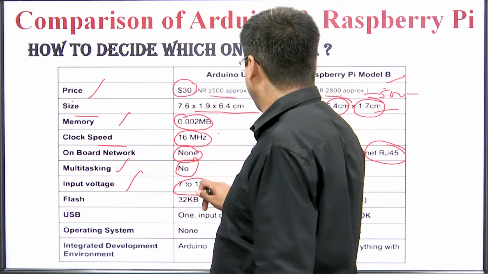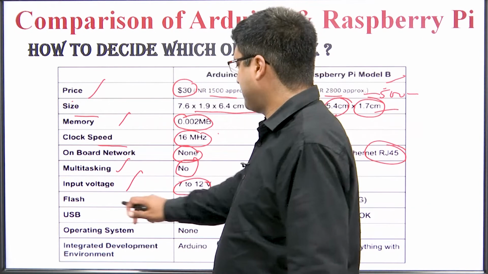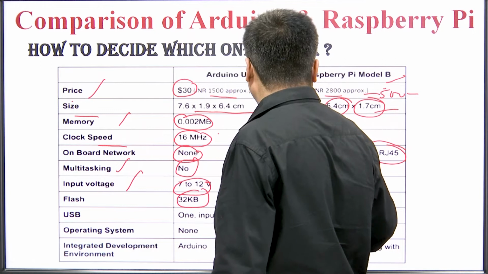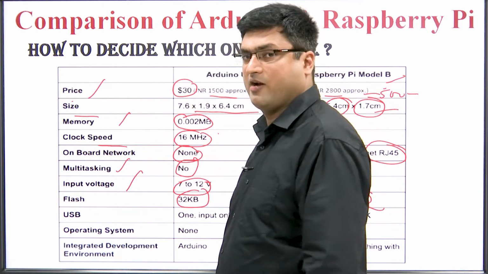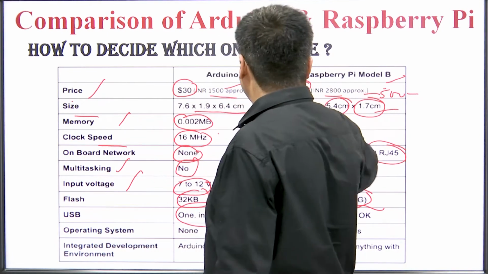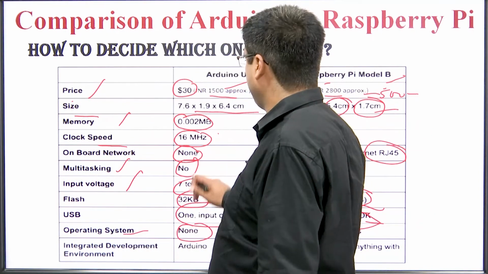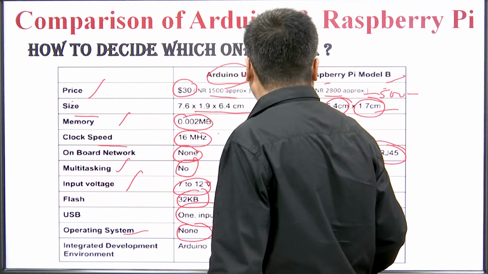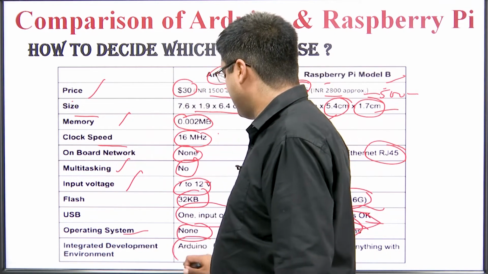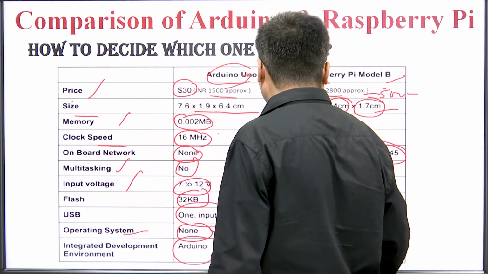Input voltage range for Arduino is 7 to 12 volt, but here the input voltage is 5 volt only. Arduino has a flash memory of 32 kilobyte. Raspberry Pi is not using flash memory. It has an SD card slot, from 2 to 16 gigabytes of space. It has only one USB port in case of Arduino, but in case of Raspberry Pi there are 2 to 4 USB ports. Operating system is none in Arduino, it only works on the IDE environment, but in Raspberry Pi there is a Linux operating system. For the integrated development environment, Arduino has its own IDE, but Raspberry Pi works on Linux, Scratch, IDLE, etc.